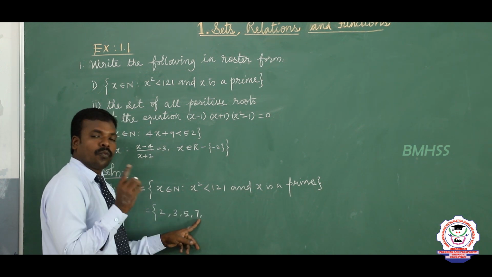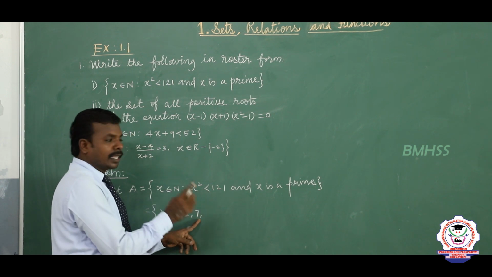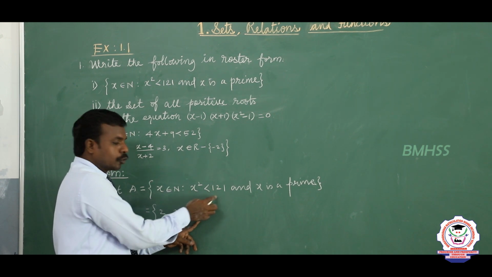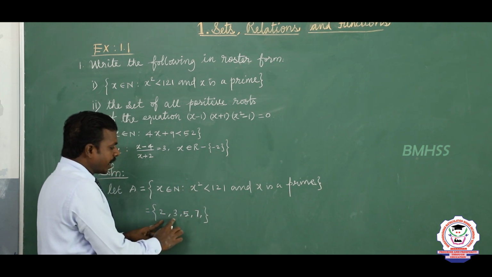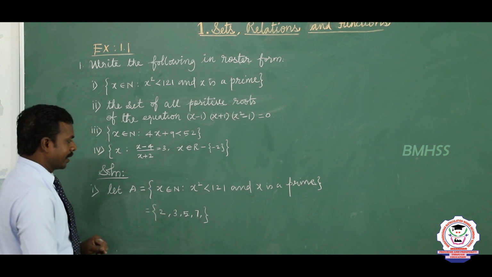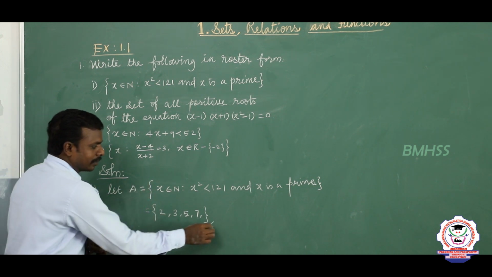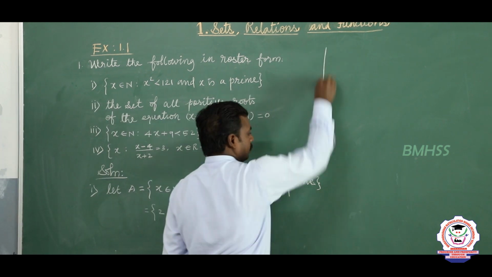11 square is 121. That is equal to 121. They are asking less than 121. So 11 is not possible. So here 2, 3, 5, 7 are the values of x in the set A. This is the required answer.